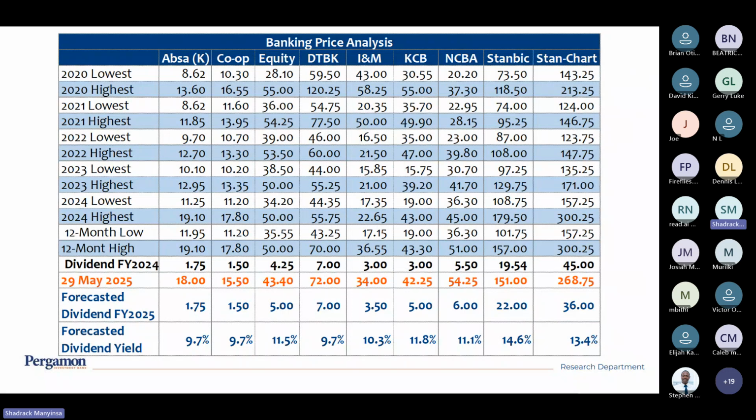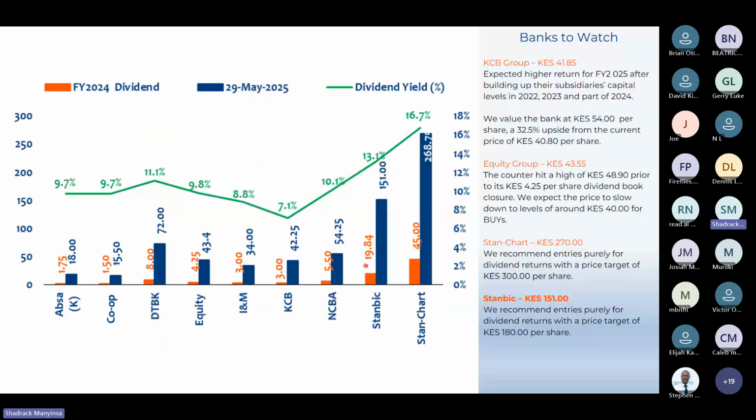So we expect Cooperative Bank, maybe, to review their dividend from around 1.5. They have remained at 1.5 for around 2-3 years, but their earnings per share has grown a bit. The dividend payout ratio is at around 36 to 38%, so you expect at least an improvement in shareholder returns, which will maintain the price slightly above 15, up to around 17 shillings per share.